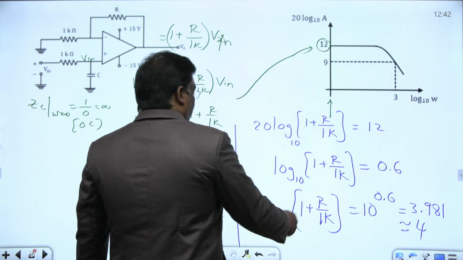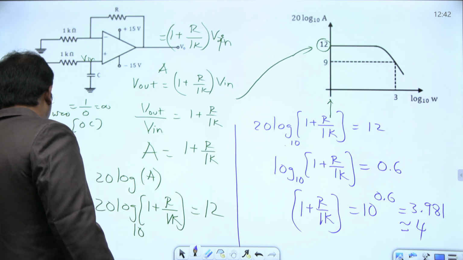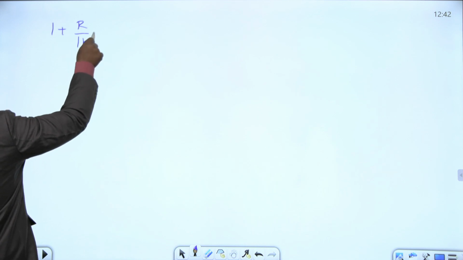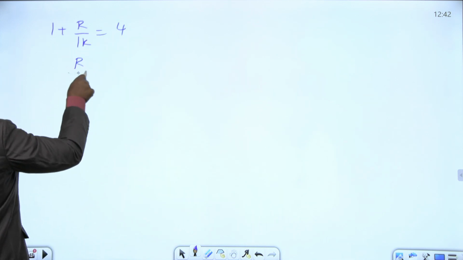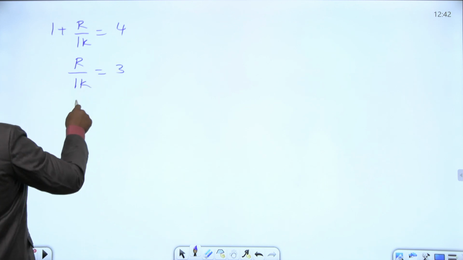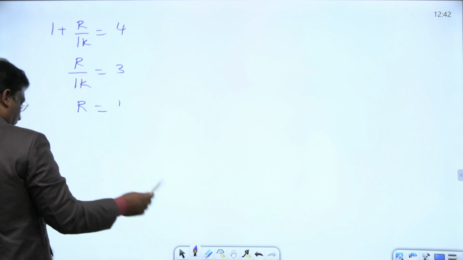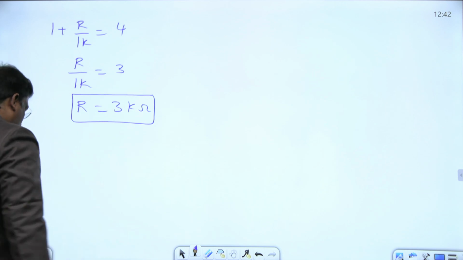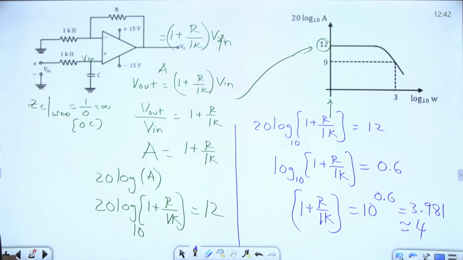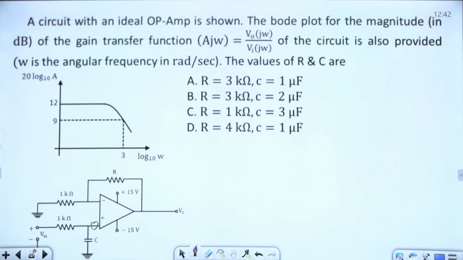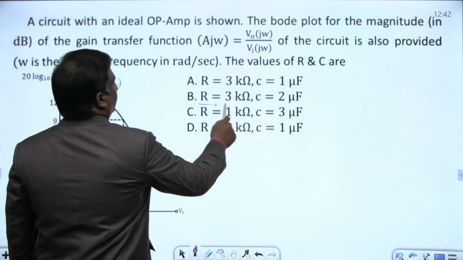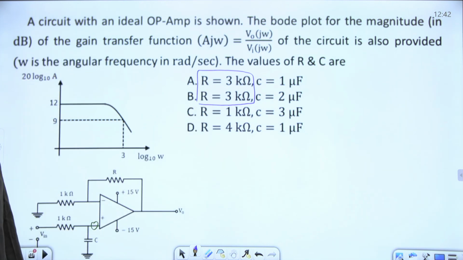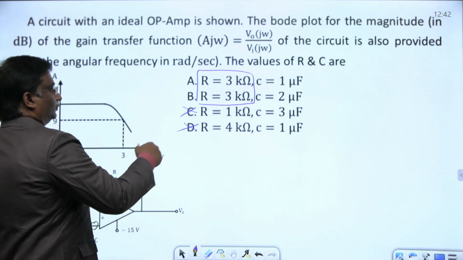Then 1 plus R by 1k, we got 4. Then R by 1k is 3. Then what is the value of R? 3 kilo ohms. This R equals 3 kilo ohms. For the given circuit, they asked what is the value of R. We got R as 3 kilo ohms. This is an MCQ, one of the options is correct, so you can eliminate these two.